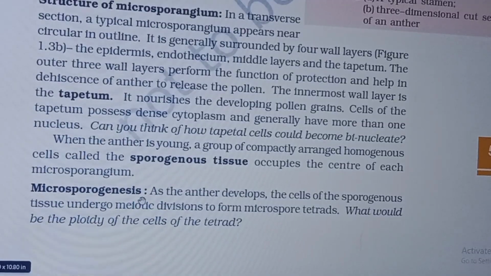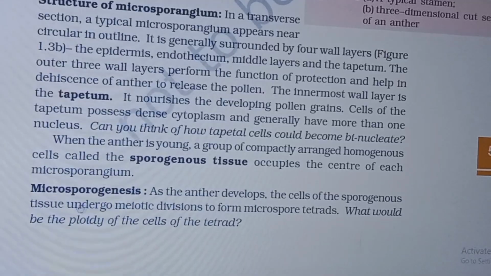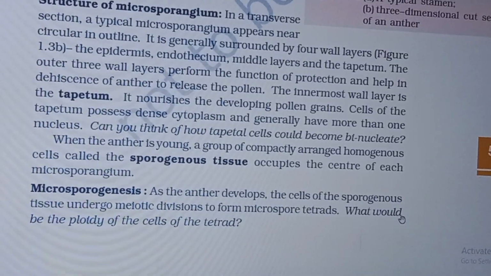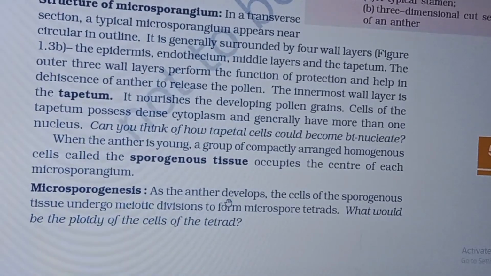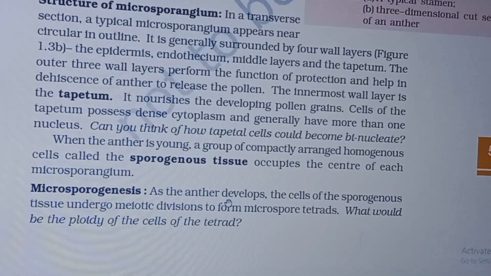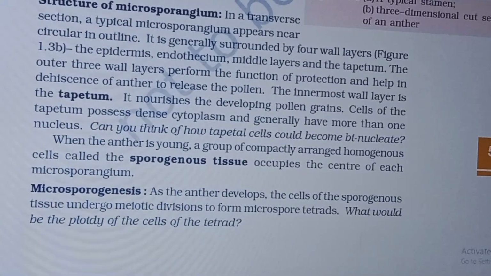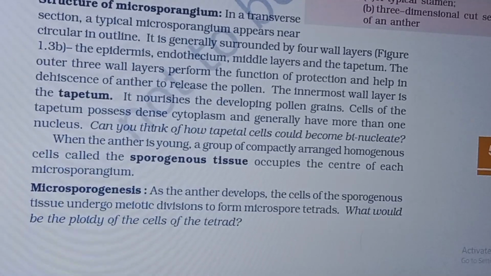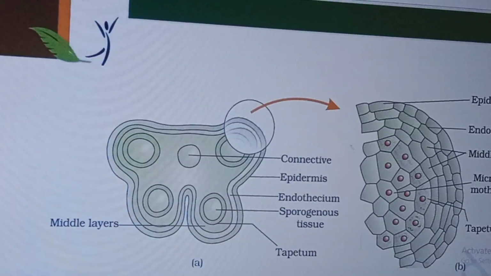Next is microsporogenesis. As the anther develops, the cells of the sporogenous tissue undergo meiotic division to form microspore tetrads. What would be the ploidy of the cells of the tetrad? I will answer this in the last video of this chapter, for all the questions.